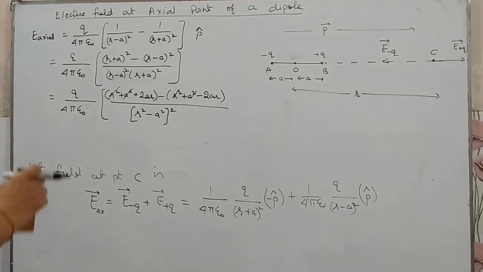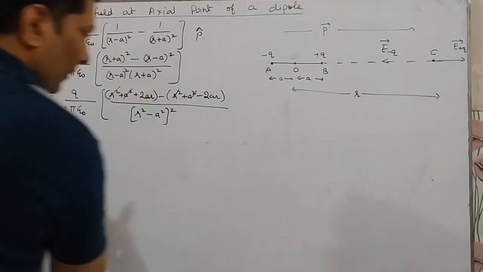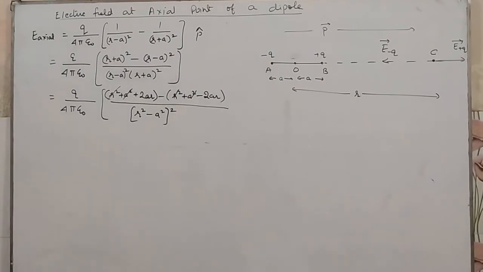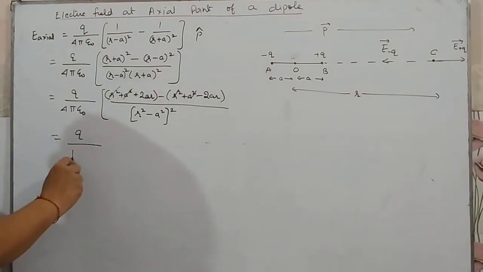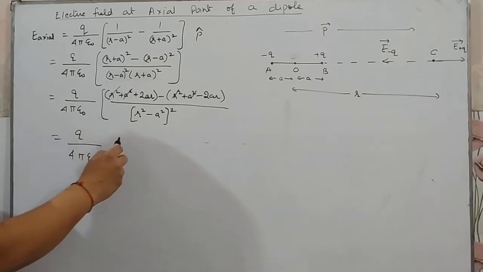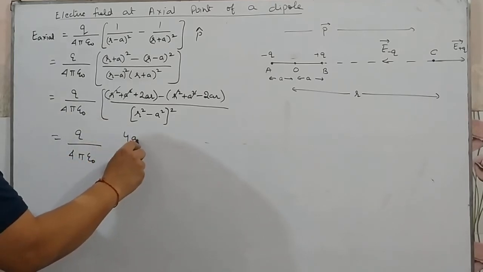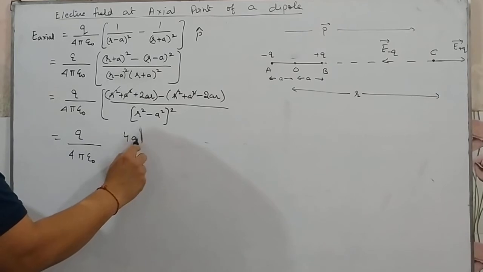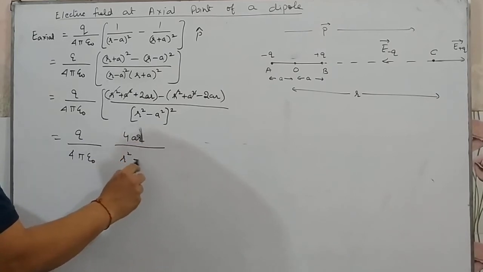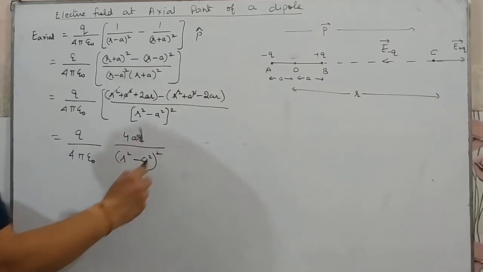So the next result is q upon 4 pi epsilon naught, times 4ar divided by (r square minus a square) square.